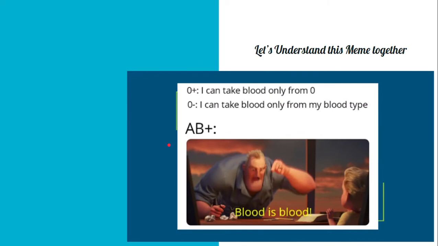Now, I hope you all remember that I showed you a meme in the Aurora or Northern Lights video about blood only. It says O positive: I can receive blood from only O, and O negative: I can receive blood from all blood, only my blood type. But AB positive, hearing all this conversation, says: why so much discrimination? Blood is blood, everyone can accept it. But there are definitely some exceptions to it. So we are going to understand this meme altogether right now.